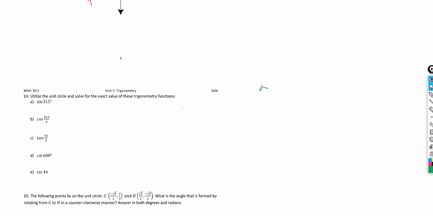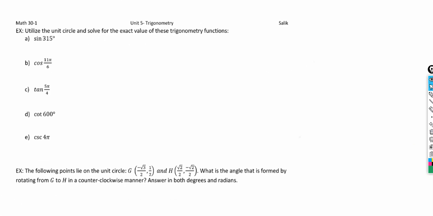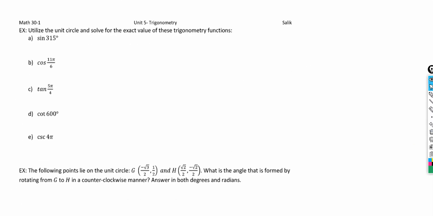Okay, so let's move on there. So now utilize the unit circle and solve for the exact value of these trigonometric functions. All right, so what does that mean?